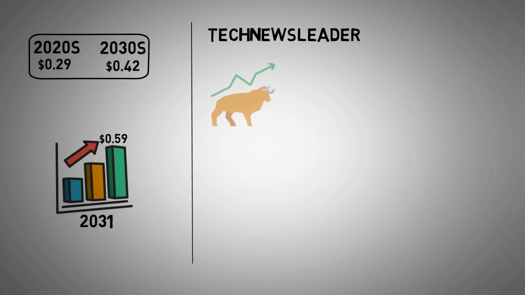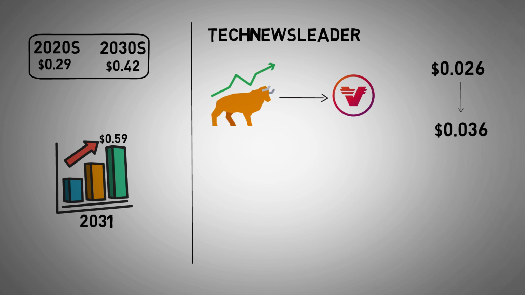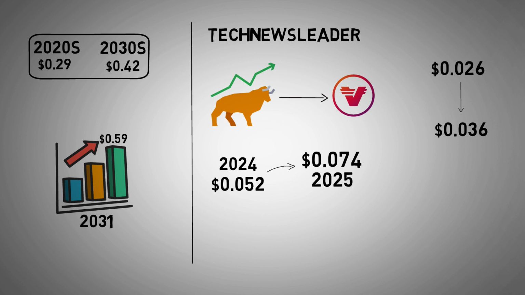Tech News Leader is similarly bullish when it comes to its VRA price prediction. The site suggests the coin could get as high as $0.026 this year before going to $0.036 next year. In 2024, Veracity can get to $0.052, and it could reach $0.074 in 2025.